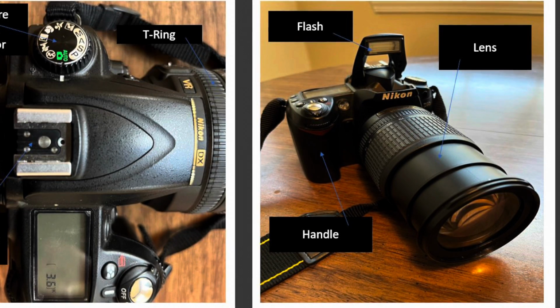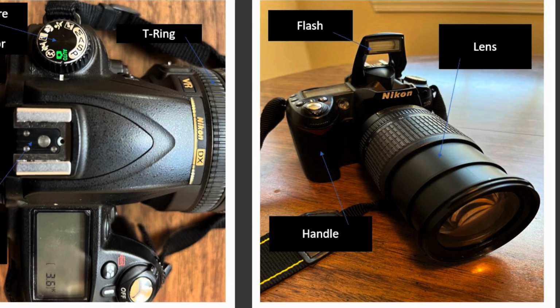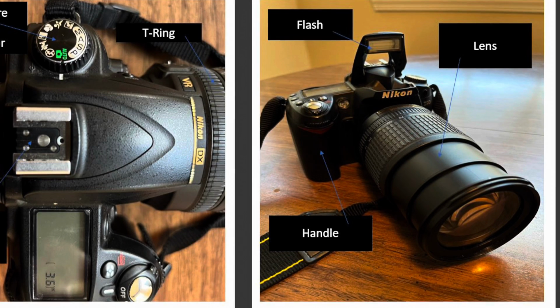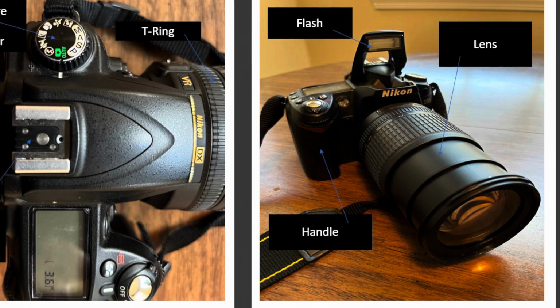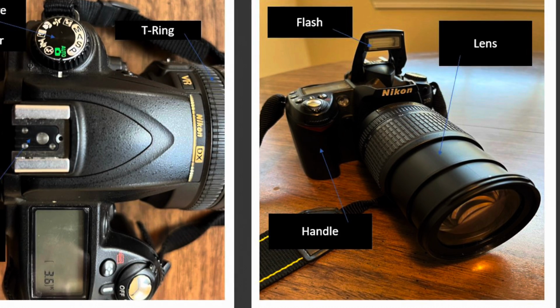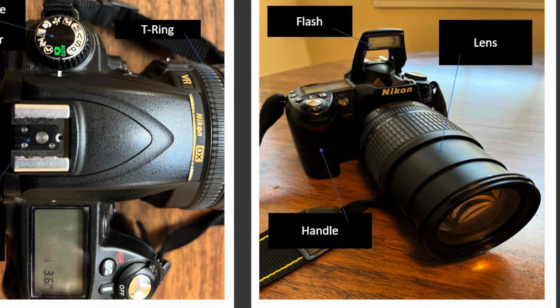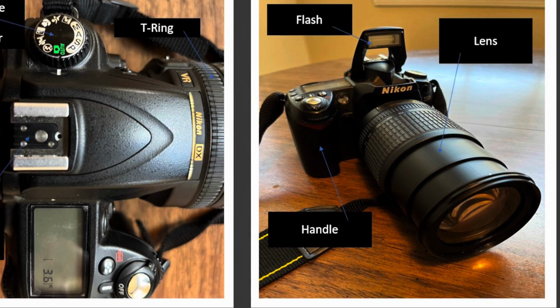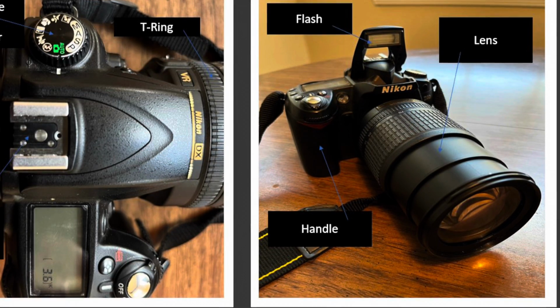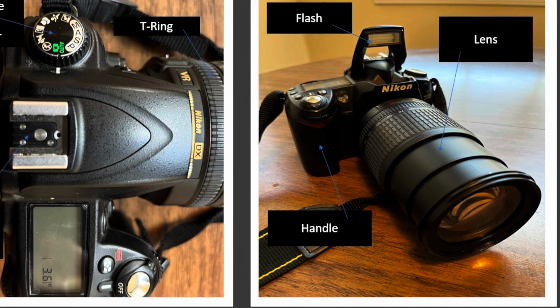After that is your lens. This is the scoped shape part of the camera that is facing outwards towards the base. We use this to zoom in and out on subjects. Next is your handle on the right side of the camera. This is used to place your hand on to hold the camera steady.